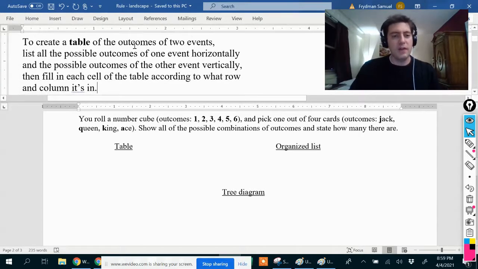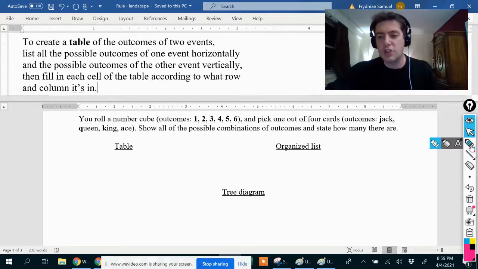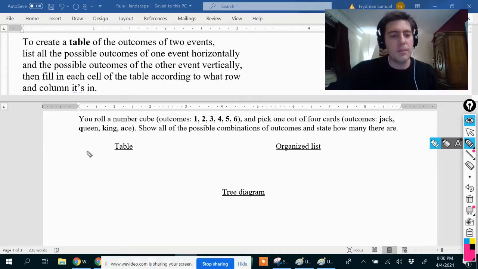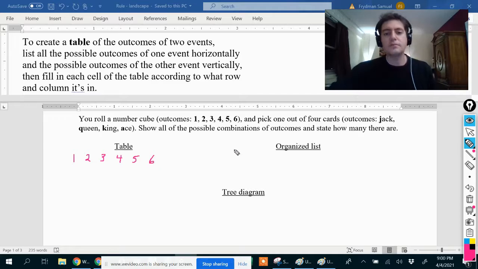So to create a table out of the outcomes of 2 events, list all the possible outcomes of one event horizontally and the possible outcomes of the other event vertically. So let me just pause and do that. Okay, so rolling a number cube, what are the outcomes? Well, I'll list those horizontally. So I could get a 1 or a 2 or a 3 or 4 or 5 or 6. And let me list all the outcomes of picking one of the cards vertically. I'm going to just write J for jack, Q for queen, K for king, and A for ace.